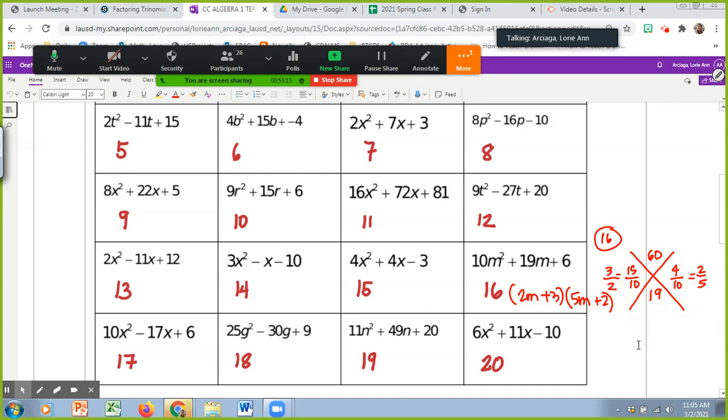Okay, number 13. So 2x minus 3 and then x minus 4. Okay, so 2x squared. Yep, that's correct. This will become negative 3x and this will become negative 8x. So when you add, you get negative 11. That's perfect. Okay, that's great. Some more?